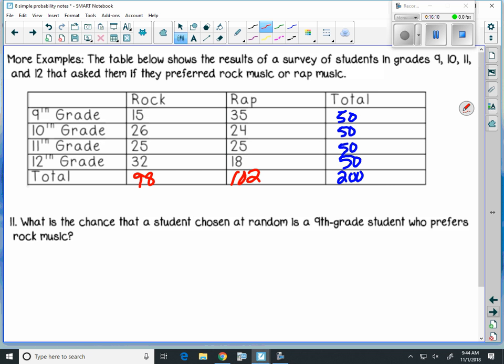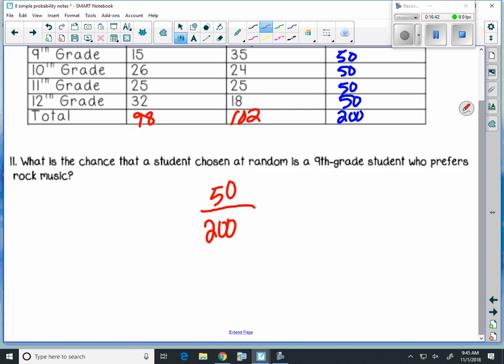All right, what is the chance that a student chosen at random is a ninth grade student who prefers rock music? Ooh, okay, gotta break it down. So ninth grade student. How many ninth grade students are there? 50, out of 200, right? So ninth graders is 50 out of 200. Okay, can we break that down a little bit? What's 50 out of 200? 1/4, okay.